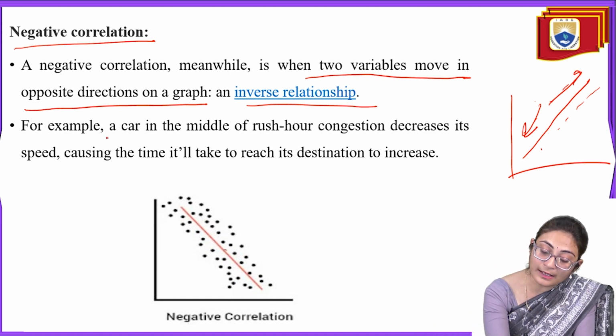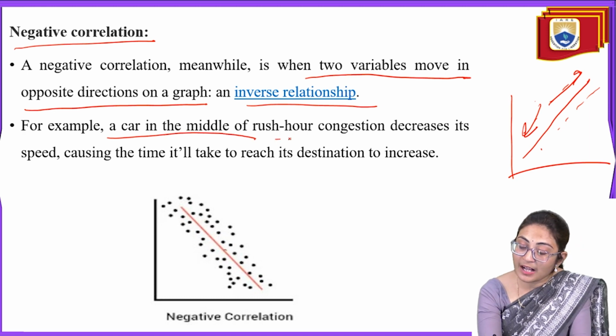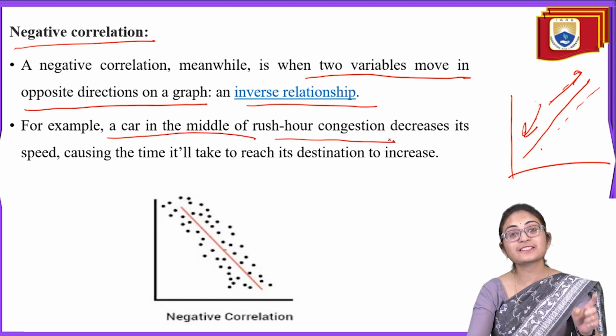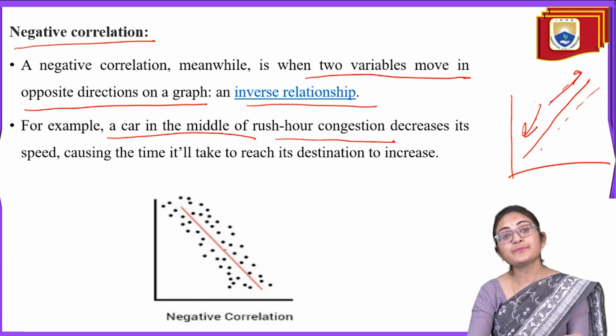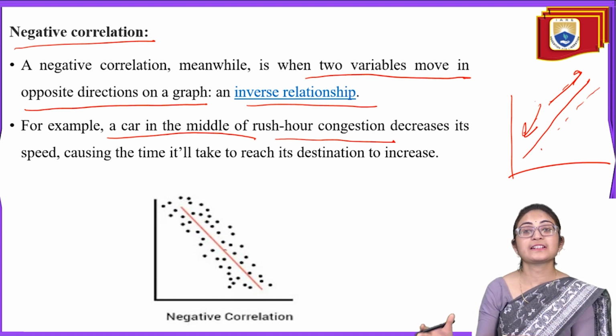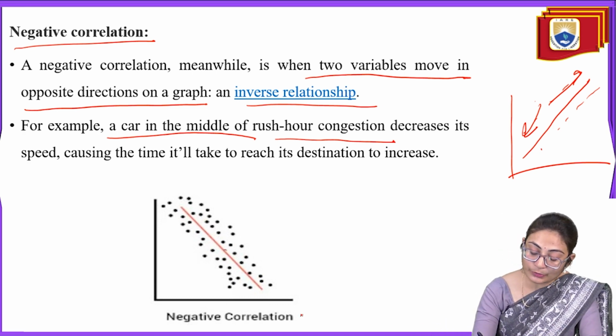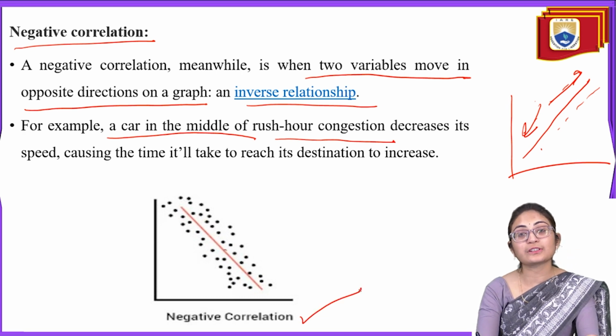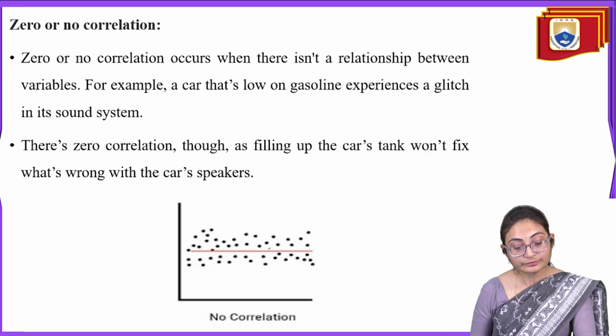For example, a car in the middle of rush hour decreases its speed, causing the time it will take to reach the destination to increase. So this is the best example of the negative correlation.